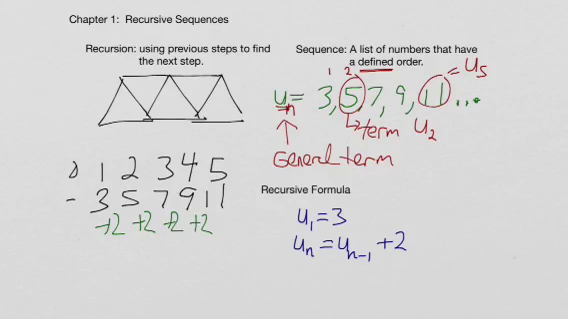We describe these recursive sequences with a recursive formula, which I have written down for our sequence right here. It starts off U sub 1 equals 3. U sub n equals U sub n minus 1 plus 2. Now when we write one of these recursive formulas, we will always have 2 parts. I'll start with the second part. This is the recursive rule.